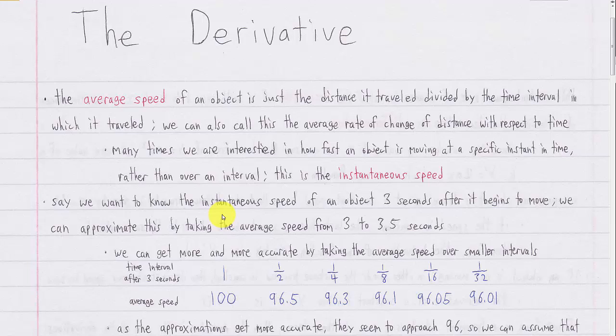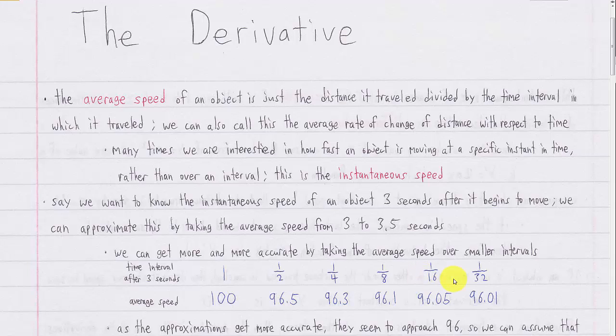And so to do this, we're going to begin by taking the average speed over some intervals around 3 seconds. So you can see here I have a chart of made-up data. So let's say we took the average speed from 3 to 4 seconds, 1 second after this 3 seconds. So the time interval is 1. And let's say the average speed, when we calculate it, is 100. And so next we take the average speed from 3 to 3.5 seconds. And it gets lower, 96.5. And then we keep taking the average speed for lower intervals. So we go 3 to 3.25, 3 to 3 and an eighth, 3 to 3 and a 16th, and so on.